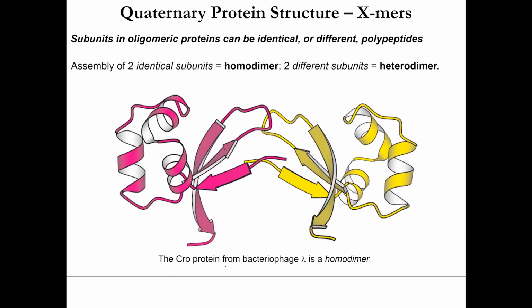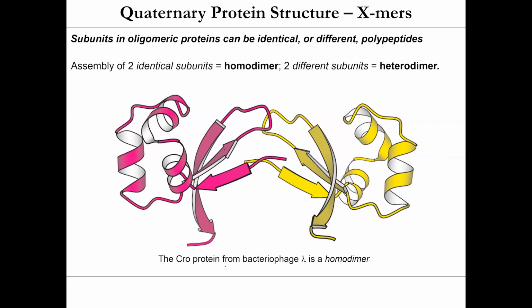And so the quaternary structure, so the interaction of these different polypeptide chains, can happen between two of the same polypeptides or two different polypeptides. And they can also happen in a lot of different numbers within these oligomers. And there's sort of naming conventions that go along with that I would like you to know. So subunits in oligomeric proteins can be identical or different polypeptides.